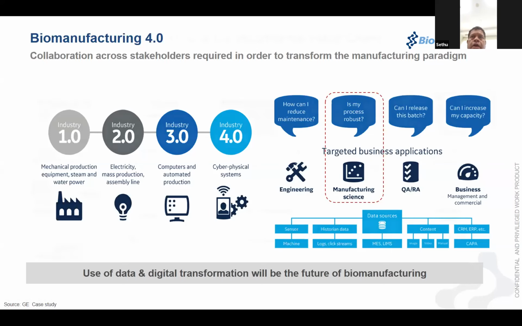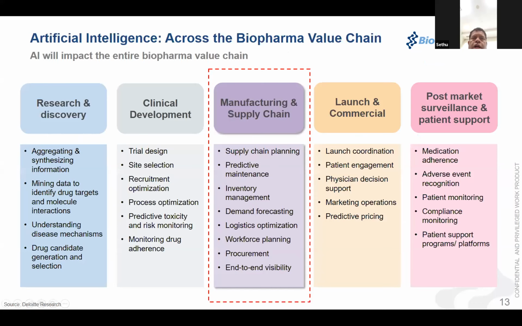Yeah. So if you were to look at the overall artificial intelligence across the biopharma, starting from research and discovery, clinical development, manufacturing and supply chain, I think that is where we want to go, especially in manufacturing. You have multiple downtimes because of equipment breakdown, the supply chain, inventory management, and the demand could be a little more dynamic, and end-to-end visibility. And therefore, we want to use, as I showed you, the promise of artificial intelligence, not only adding process robustness to the process, but it can also be used to have predictive maintenance.